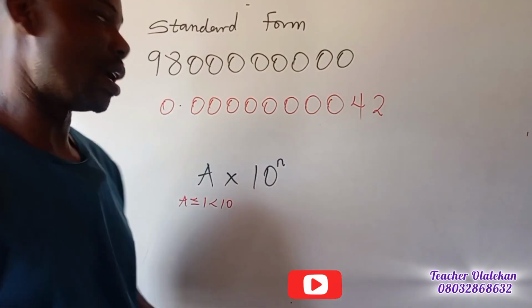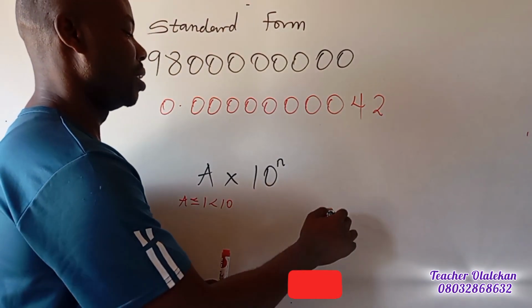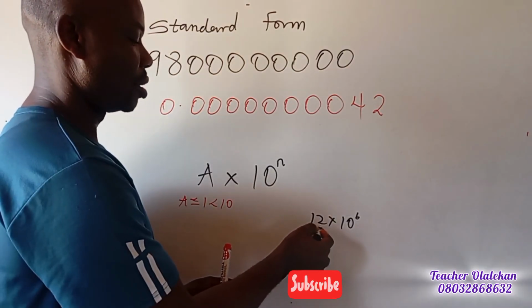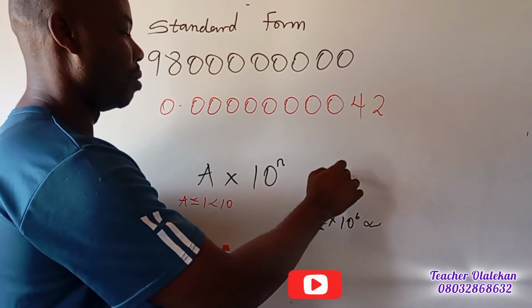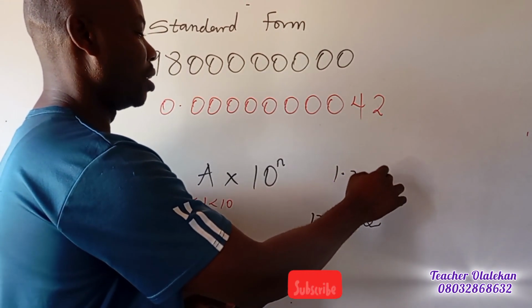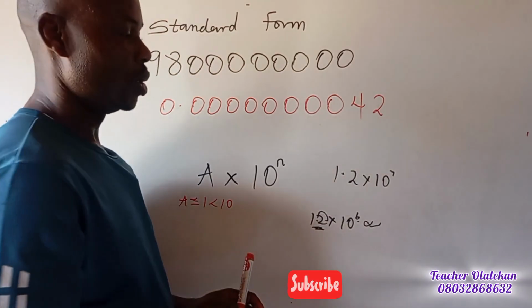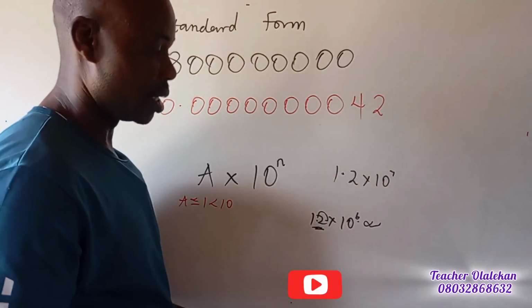For example, you can have it as 12 times 10 raised to power, let's say 6. You can't have something like this because this is very wrong in standard form. So instead, you have it as 1.2 times 10 raised to power 7, because you have to bring the point in more. So that is how you express your figure in standard form.